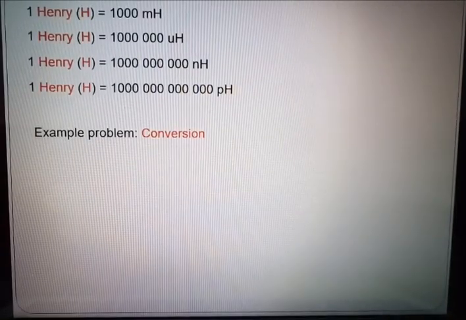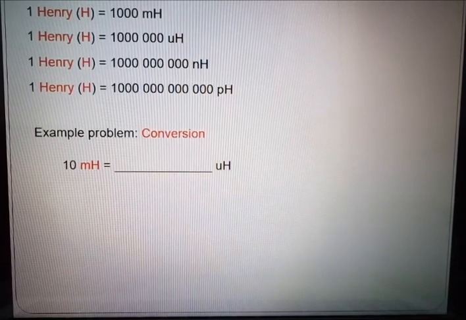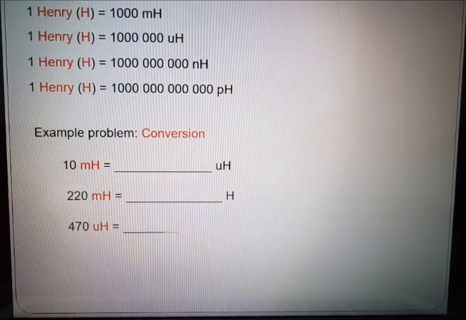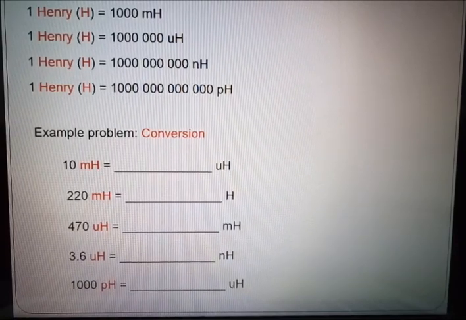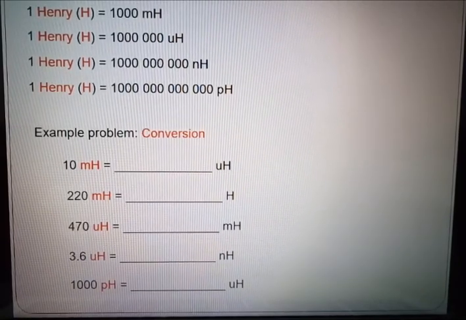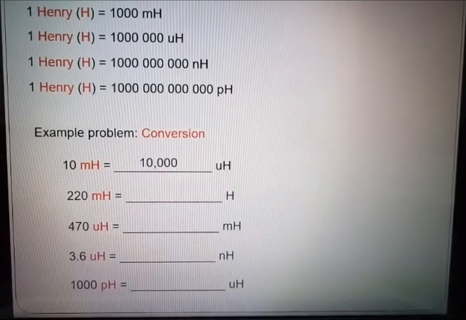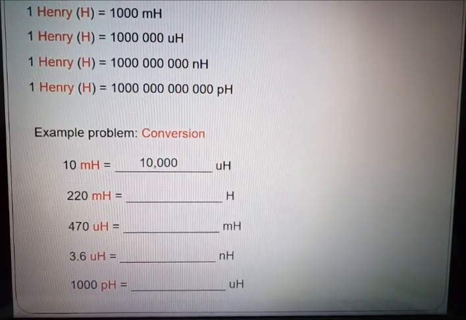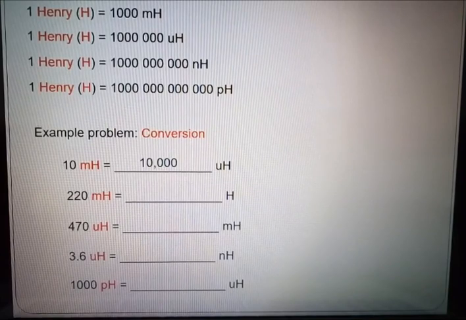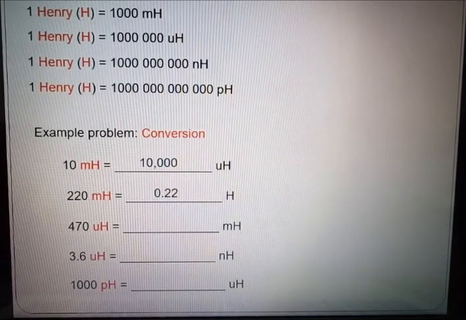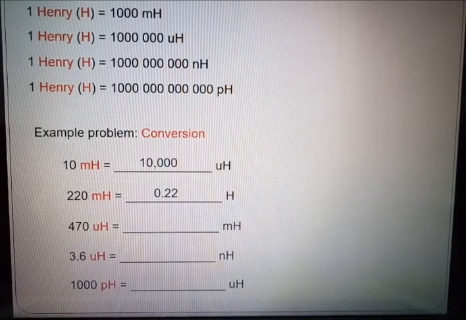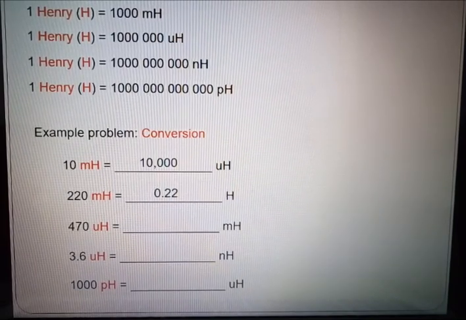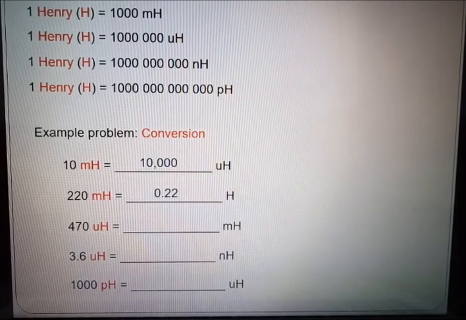Okay, example problem, conversion. Now, what is the equivalent of 10 millihenry to microhenry? So the answer of 10 millihenry to microhenry is equivalent to 10,000 microhenry. Now, what about 220 millihenry to henry? That is equivalent to 0.22 henry.